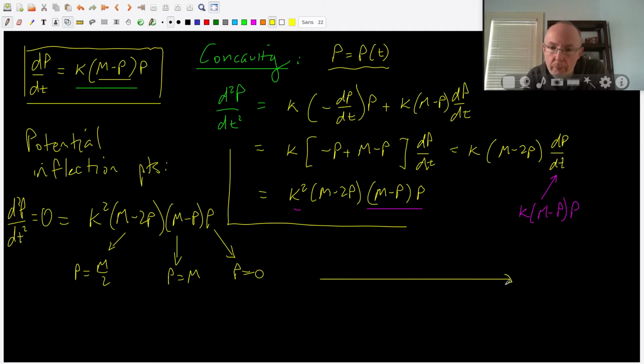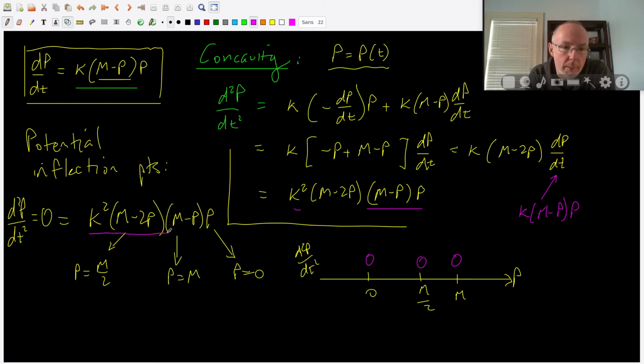Potential because what I'm saying is that the derivative doesn't have to change sign there, but it certainly could. And I can draw an axis, right? Here's my p-axis. In Calc 1, we would draw an x-axis, or in this case, a t-axis. We've got three potential inflection points at 0, at m over 2, and at m. And let's look at the concavity. Let's look at what the second derivative of p with respect to t is doing. So I know that it's 0 here, I know that it's 0 there, I know it's 0 there.